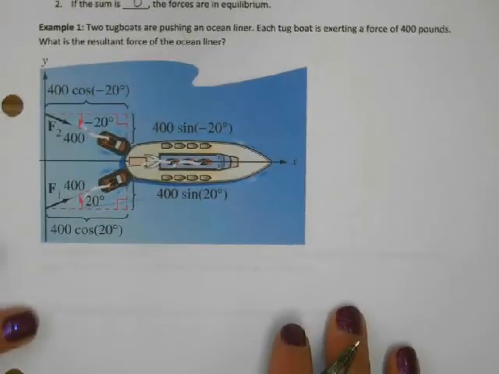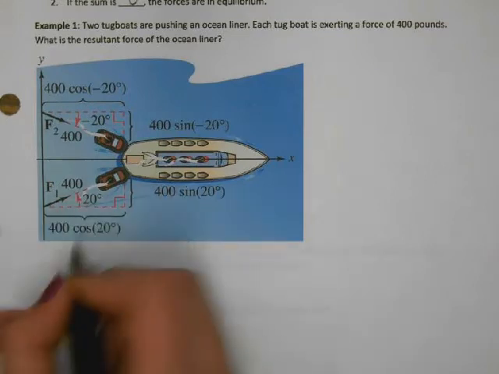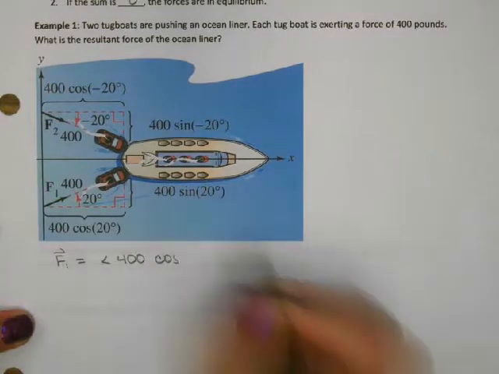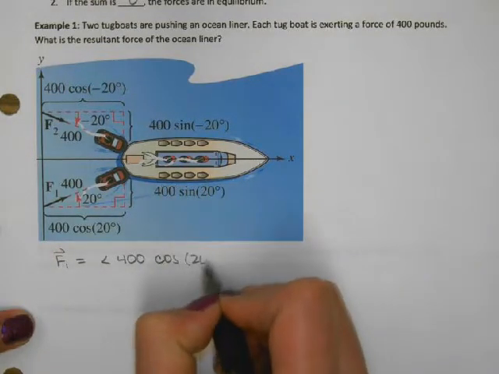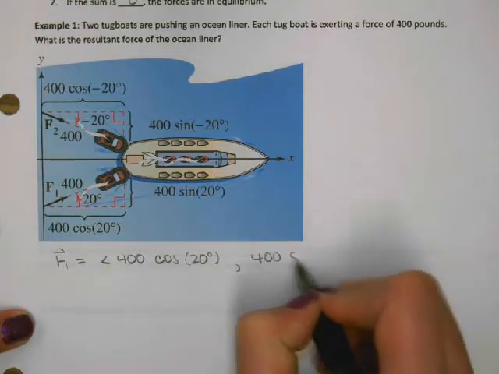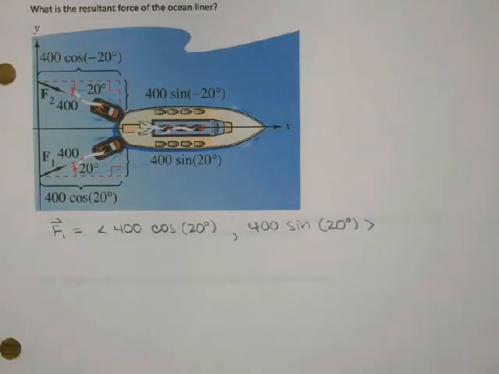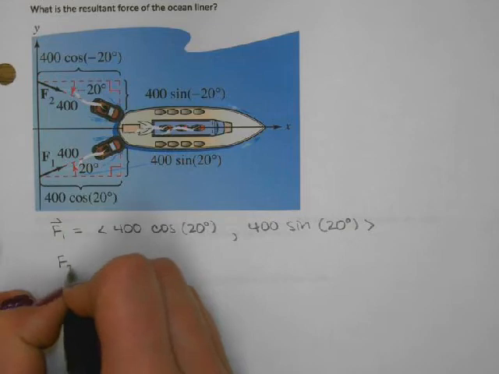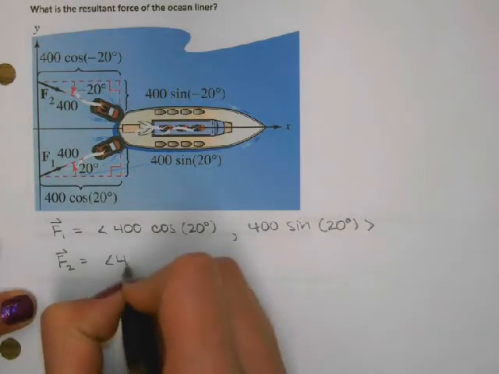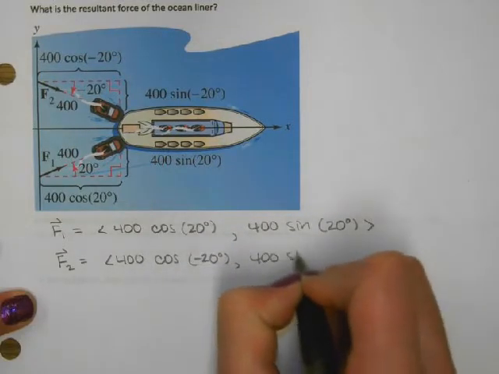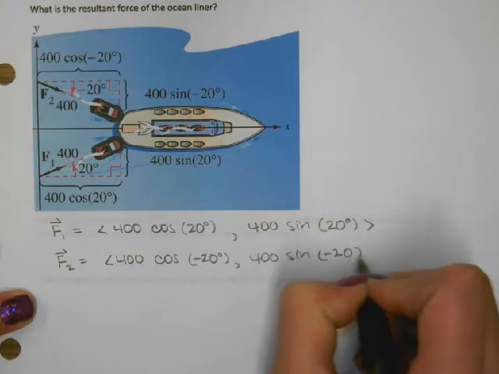So first thing, we are going to go ahead and write the force for each of the tugboats. So force 1 is going to be the magnitude times cos of the angle, so 400 cos 20 degrees, and then the magnitude times sine 20 degrees. And if you guys recall, that was one of the formulas that we used. If you were given the magnitude and the direction, you could use that to write your force or write your vector. The second force on the ocean liner is 400 cos negative 20 degrees, 400 sine negative 20 degrees.